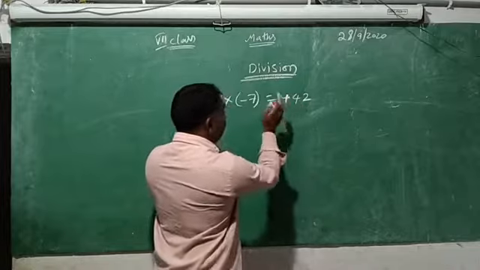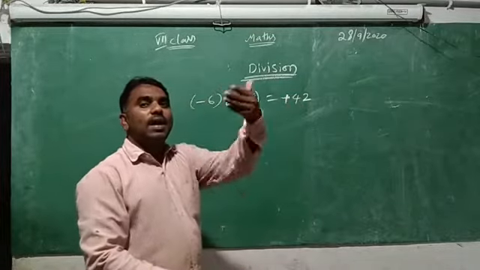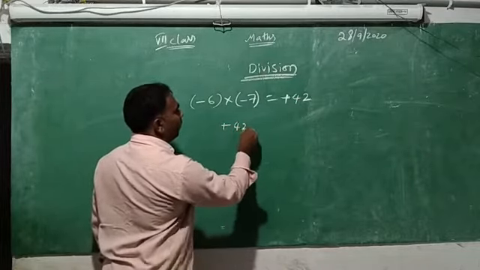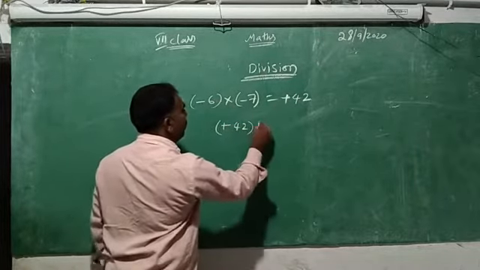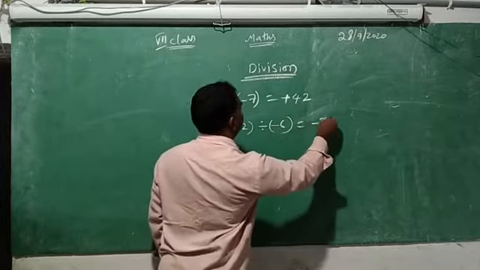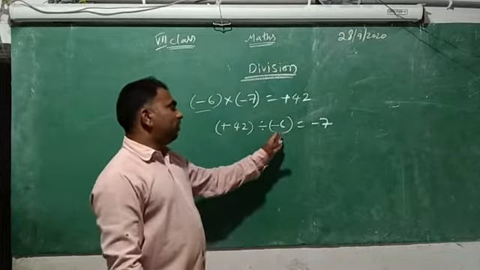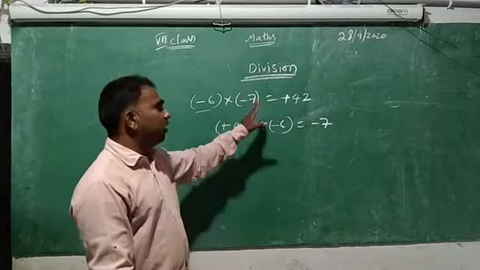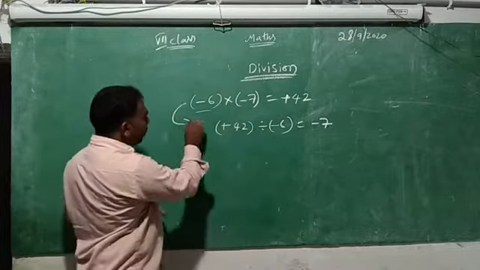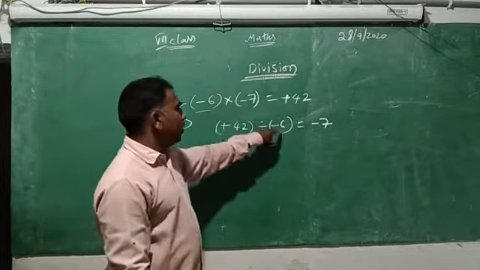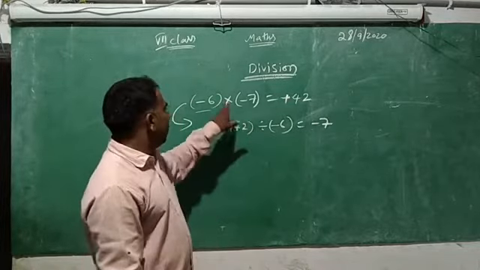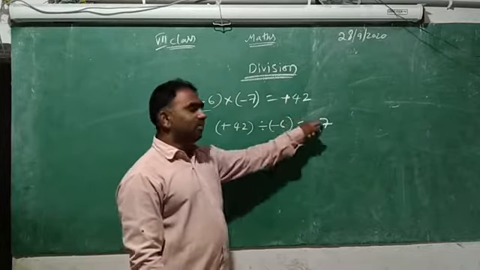Okay, this multiplication we will convert into divisions. So how do we convert it into divisions? You say now, plus 42 divided by minus 6. The answer will be minus 7. So how did you get this division? You don't know how to do the division of integers, but we have done it by using the multiplication. By using the multiplication sentence, you have done the division. Plus 42 divided by minus 6 will become minus 7.